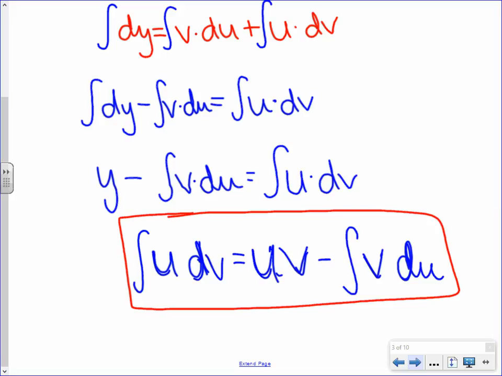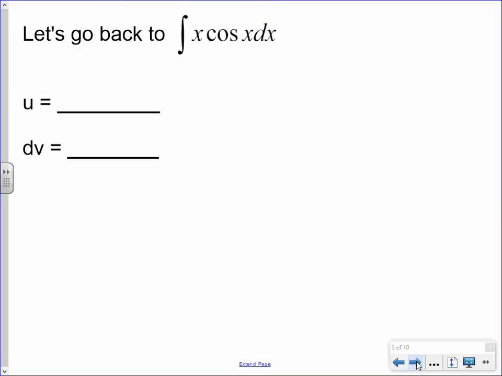So we've gone through this work to write this rule. This is something that you need to remember so you can use over and over and over. Let's try it. We're going to go back to x cosine of x. We need to pick a u, so we can determine our du, and we need to pick a dv so we can determine our v.